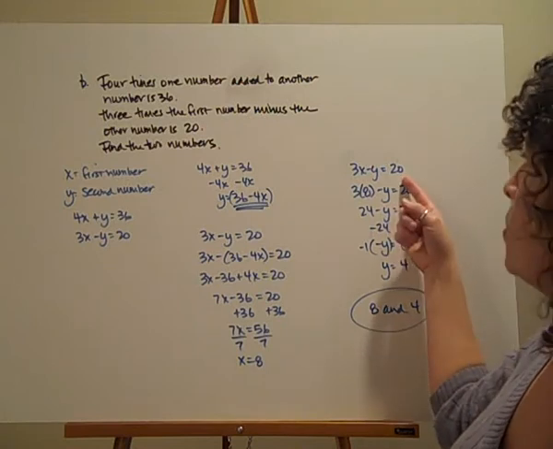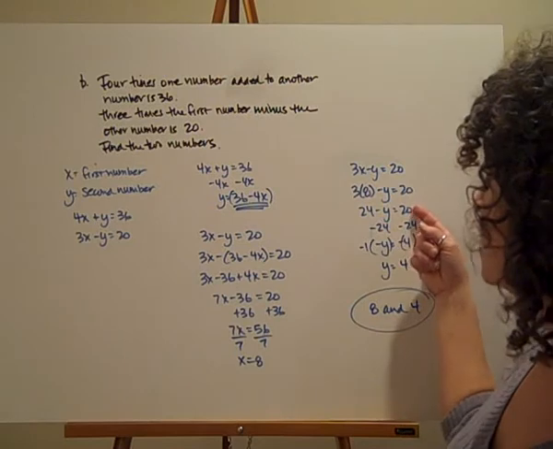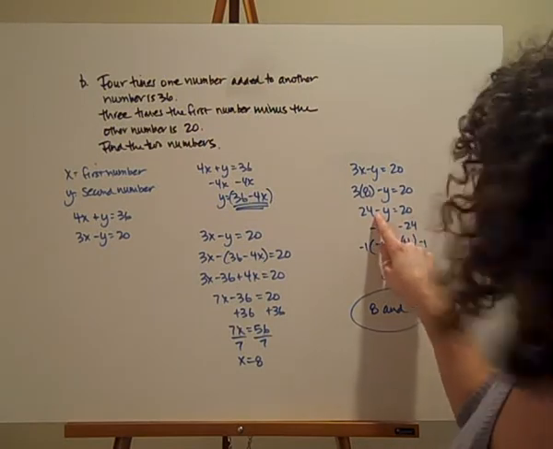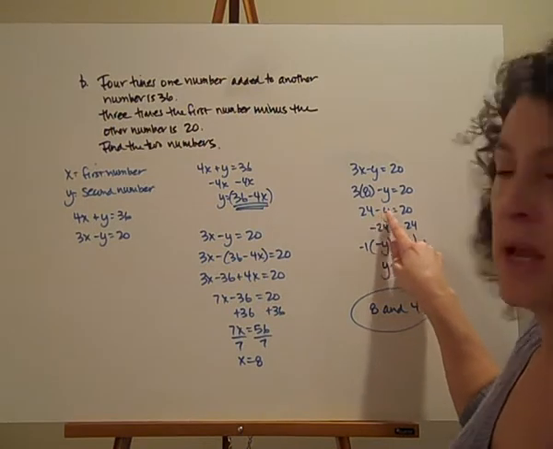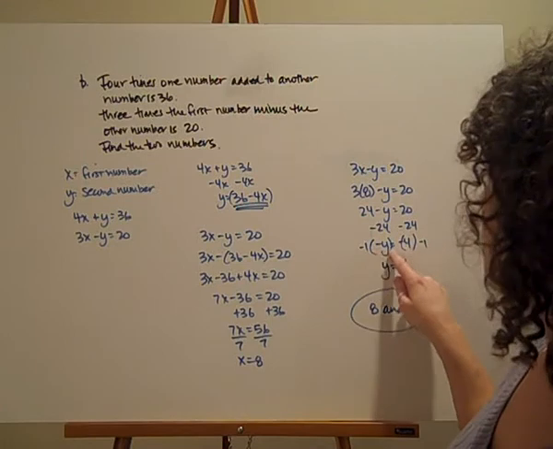So I use 3x minus y equals 20. I plug the 8 in where the x is. I got 24. I subtracted 24 from both sides. Don't forget that when I get rid of the 24, this leaves me with a negative y here. That negative stuck to the y. Remember, we can think of that like a negative 1y. So I have a negative y equals negative 4.